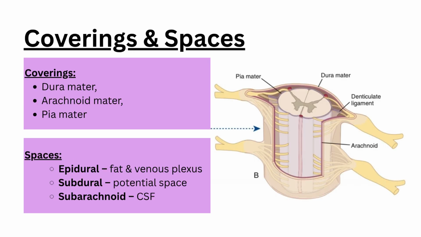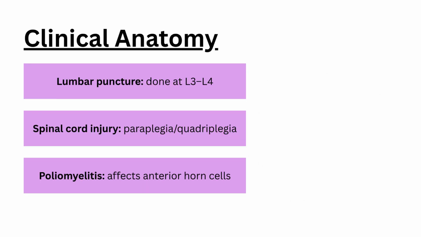The spinal meninges, dura, arachnoid, and pia, surround the cord, forming protective spaces. The epidural space contains fat and venous plexuses, the subdural is a potential space, and the subarachnoid space contains cerebrospinal fluid. Clinically, lumbar puncture is performed below L3 to avoid cord injury.